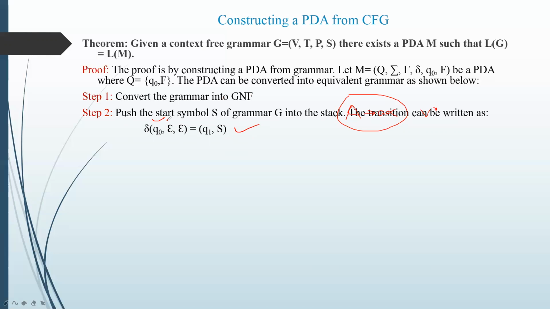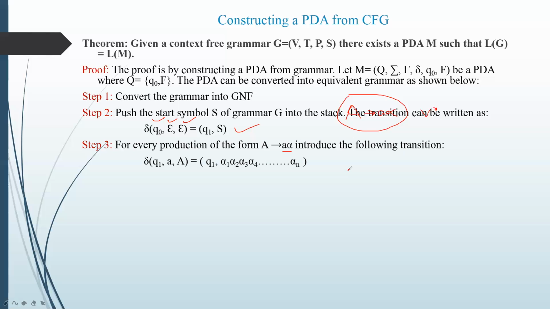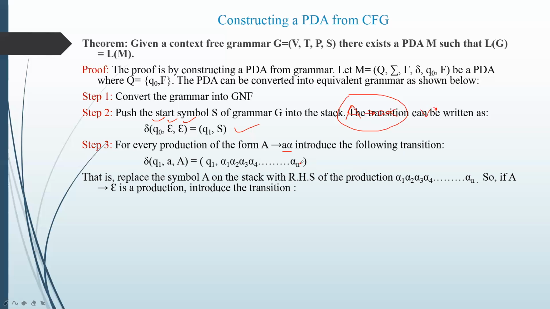So you are in the start state q0 without consuming any input. When the stack is empty, change the state to q1 and push S onto the stack. Then the next step. For every production of the form A produces aα, as I said, when we say it is in GNF, all the productions should be of the form A produces aα. Introduce the following transitions. That is, you are in the state q1, the input symbol is a, and the top of the stack is A: δ(q1, a, A) = (q1, α), where whatever variables are there have to be pushed onto the stack. Similarly, replace A on the stack with the RHS for all these productions.